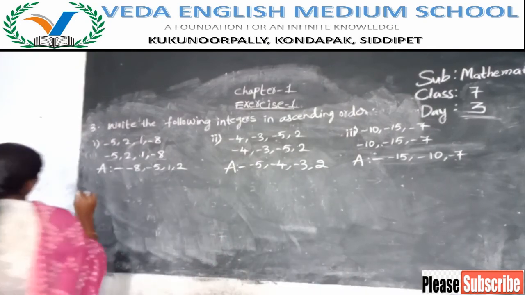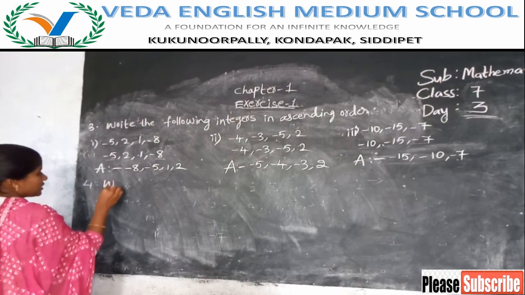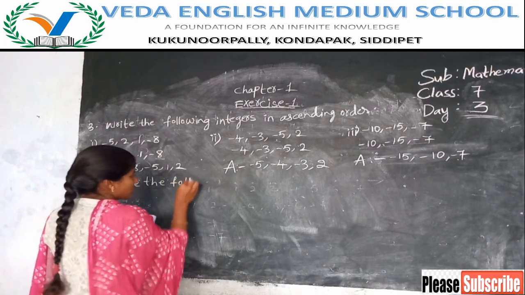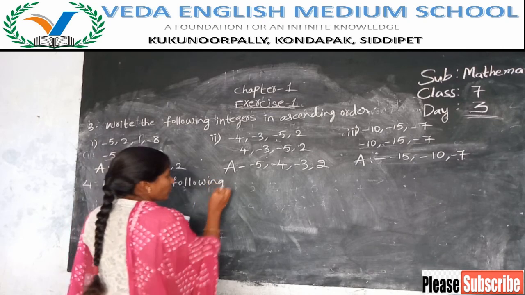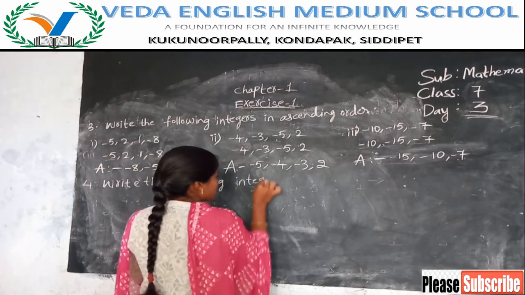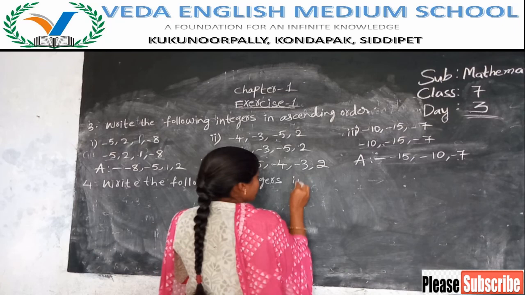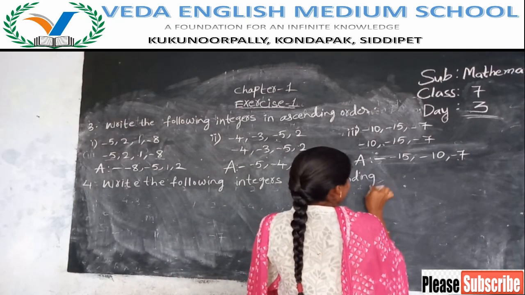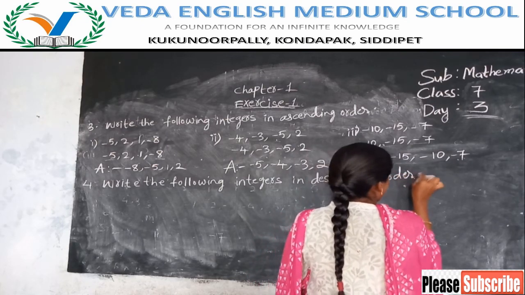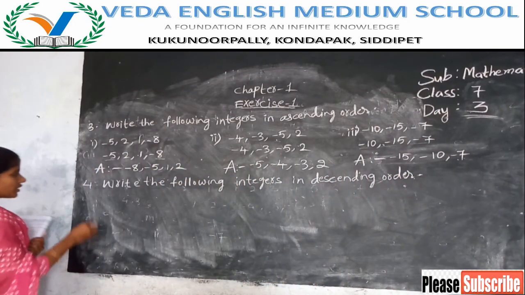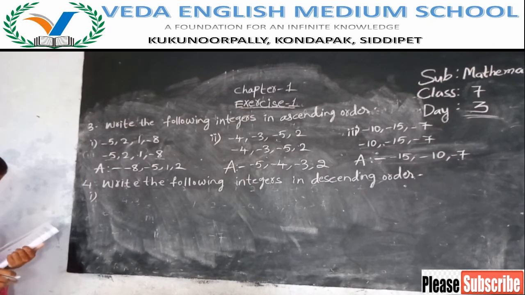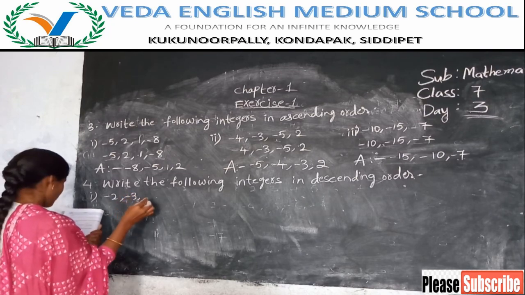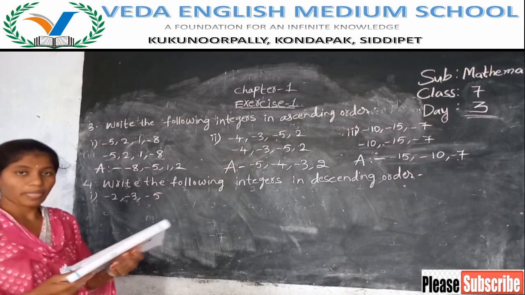Now see the fourth bit. Write the following integers in descending order. What do you mean by descending order? The arrangement of numbers from greater number to smaller number is known as descending order. The first question: -2, -3, -5. Are you seeing your textbook? -2, -3, -5 here.